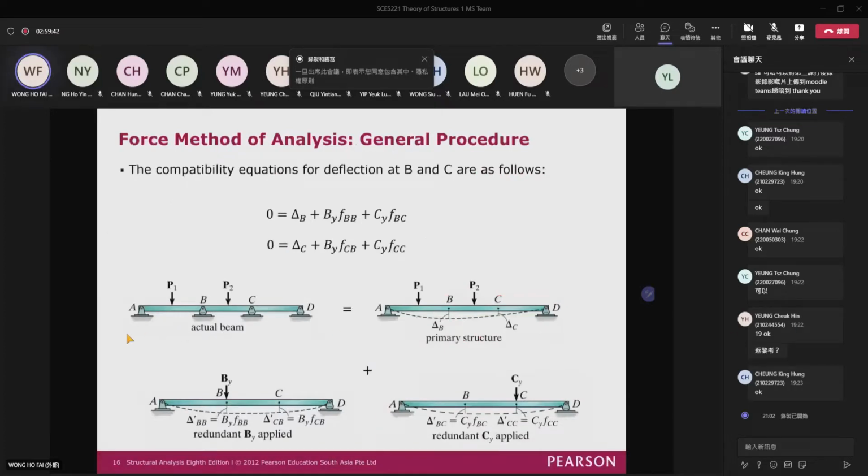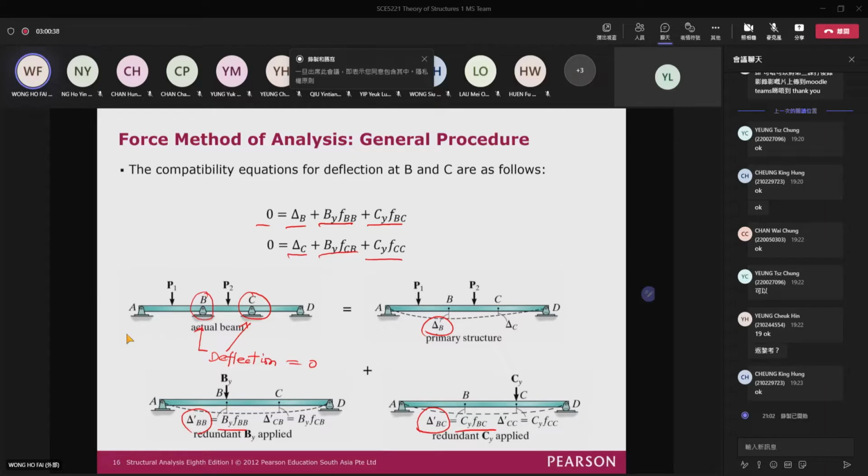So by superposition, they can be equal to 0, because originally there is a support here and also a support here. So you have delta B plus delta dash BB, that means By fBB, plus delta dash BC, that means Cy fBC, which should be equal to 0, because the deflection is equal to 0. Then again, you have delta C plus delta dash CB plus delta dash CC, which should be equal to 0.